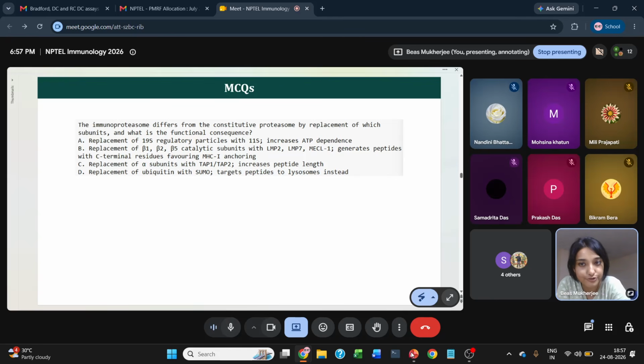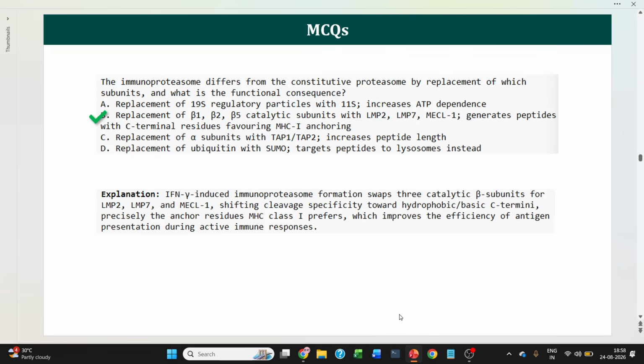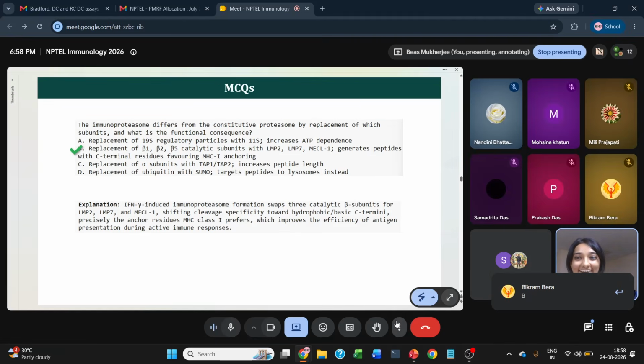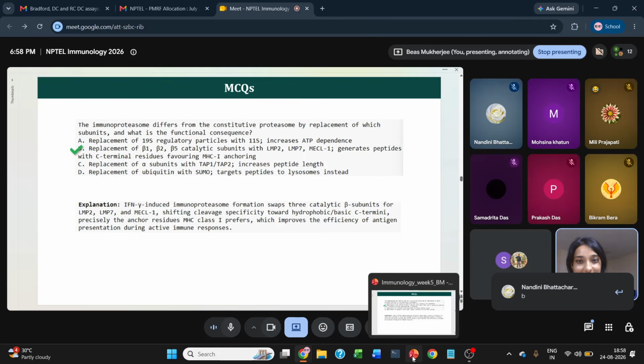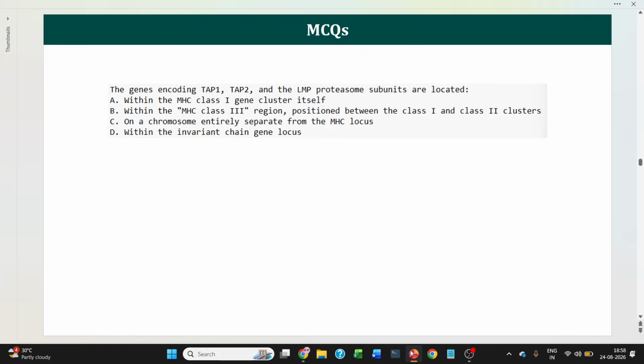The immunoproteasome differs from the constitutive proteasome by replacement of which of the subunits, and what is the functional consequence? Why are all the answers B? Interferon gamma induced swapping is actually happening, and that is how you get this specificity where it is going to cleave at the hydrophobic or basic C termini.